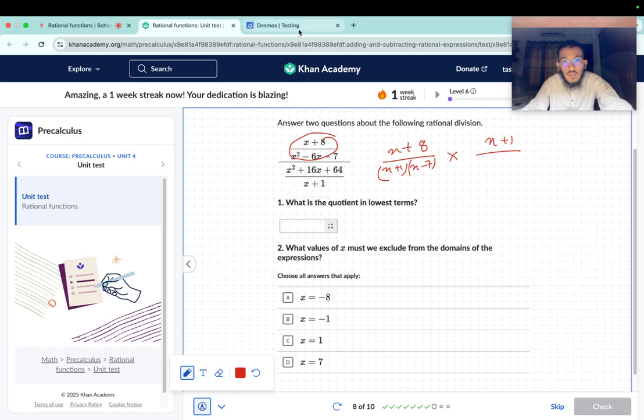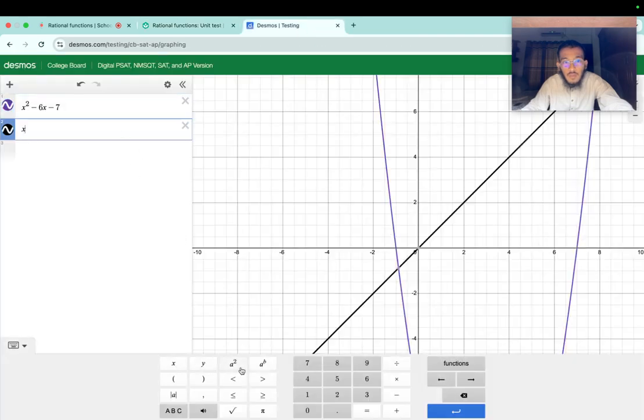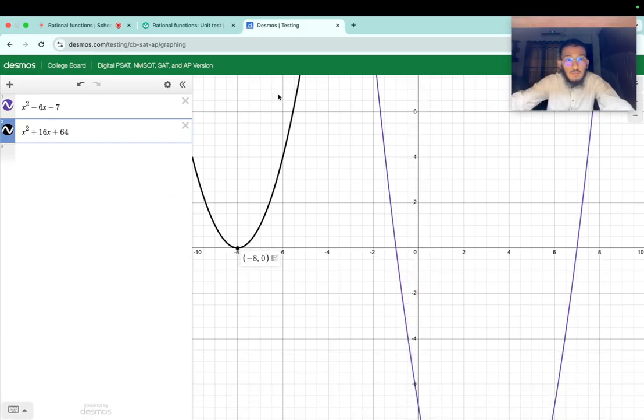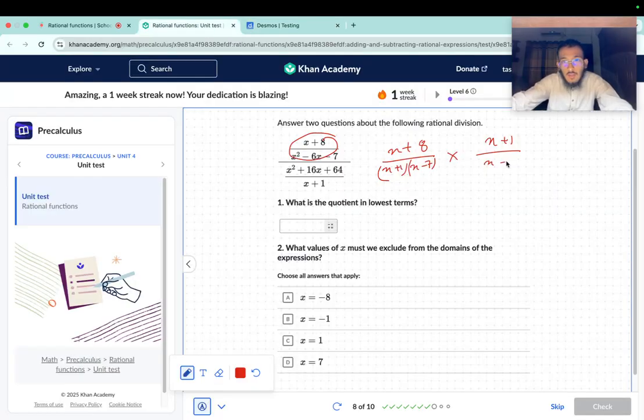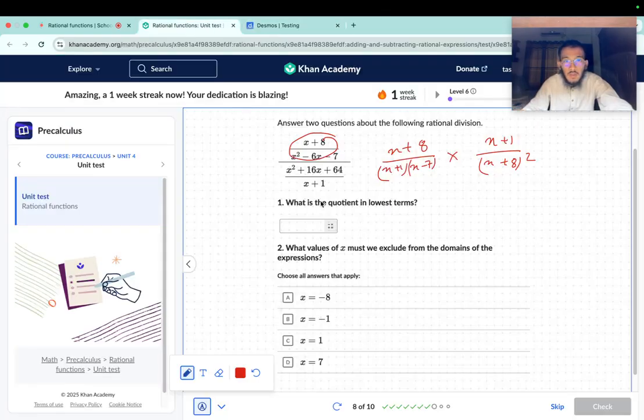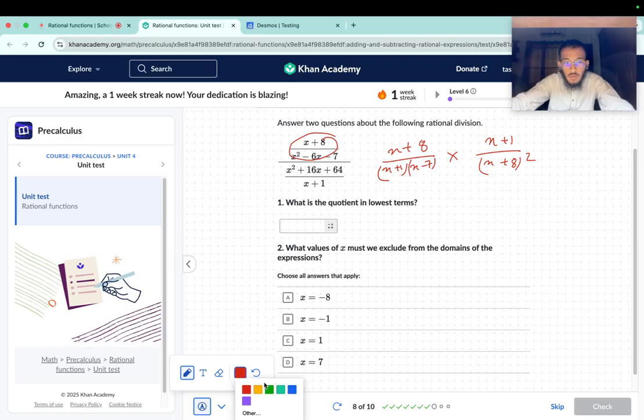And x squared plus 16x plus 64. We have x plus 8, (x plus 8) whole squared. Okay, now it has got flipped. Now we want to solve this one first.